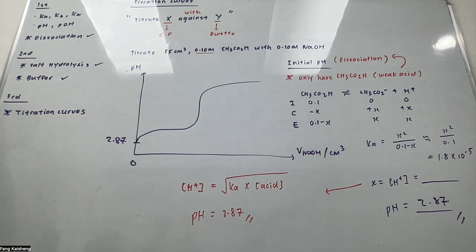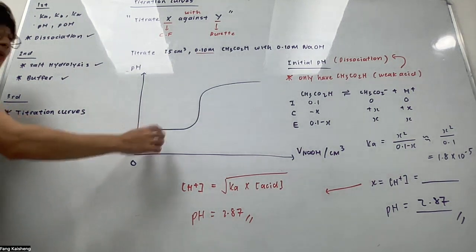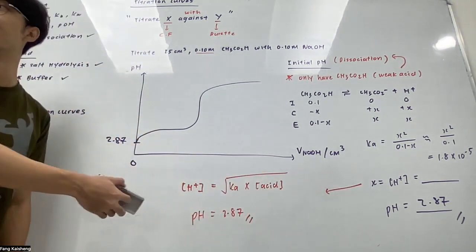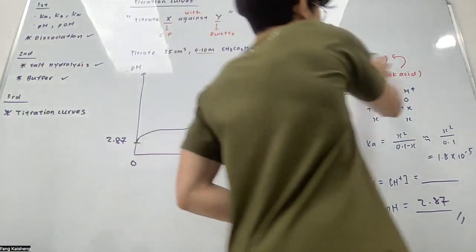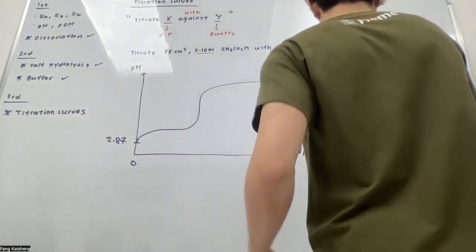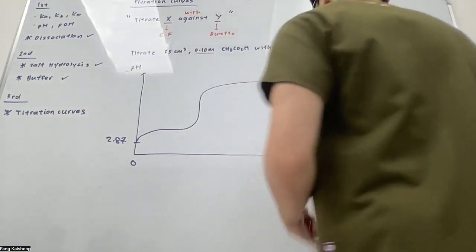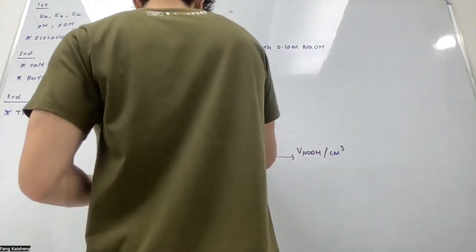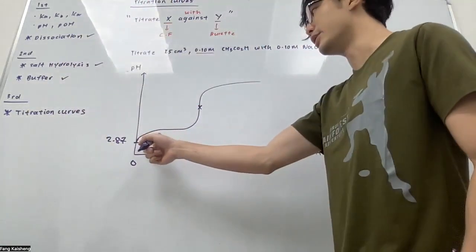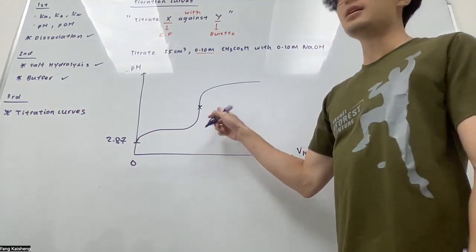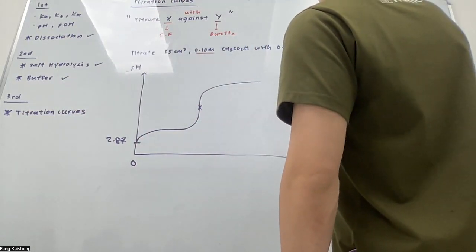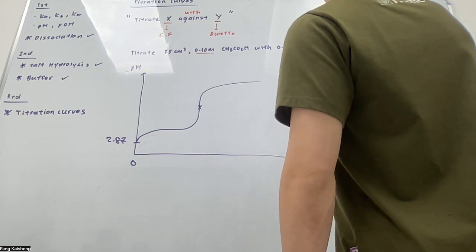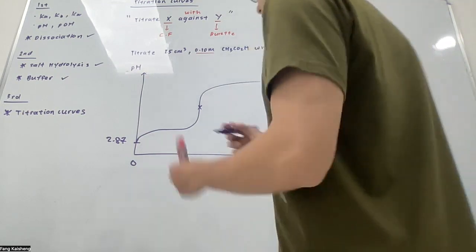Okay, now let's proceed to the second part of the graph. Can you tell me where the equivalence point is? It's right here, but there is something before this equivalence point, in between the start and the middle. Here we're going to discuss the pH before the equivalence point. This is the second point of interest.